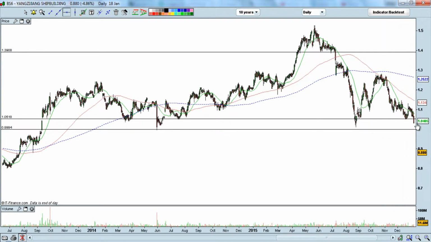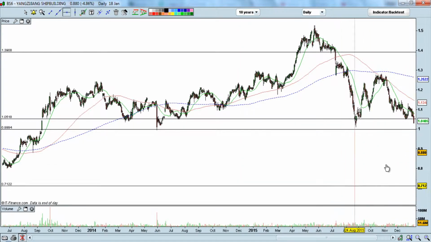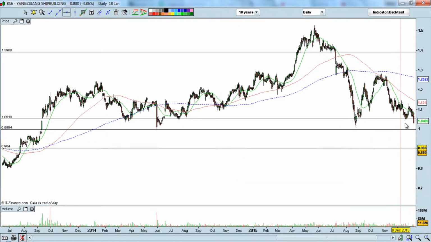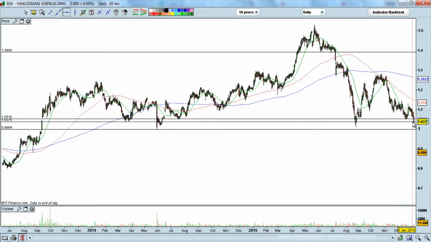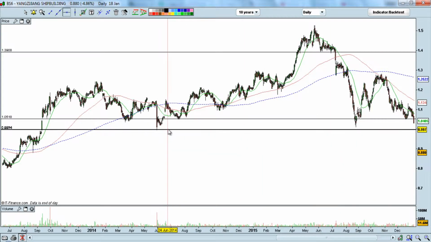Okay, so once the 105 broke down, we could see sellers start to come in. So that was when I issued a call again. And the next support, obviously, when it broke the 105, it actually went down to $1. So that was our first target at $1.